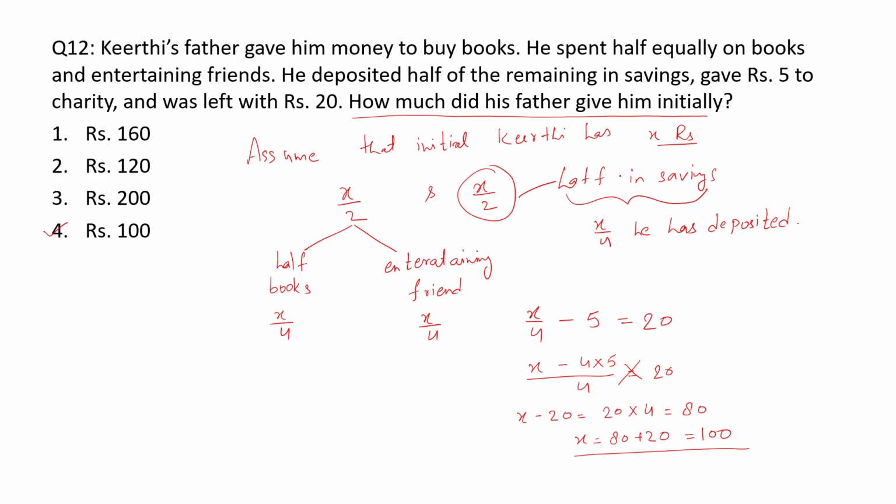He spent half equally on books as well as friends. So x by 4, x by 4. He deposited half of the remaining. So remaining was x by 4, right? X by 2. Of this half he deposited, and from the remaining half he gave in charity and was left with 20 rupees. So x by 4 minus 5 is 20. Now you just have to solve this equation. So option 4 is correct, right?